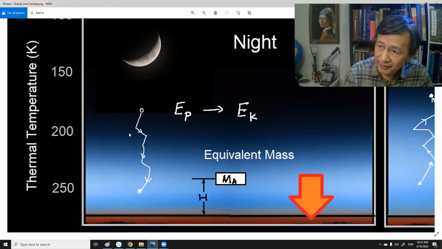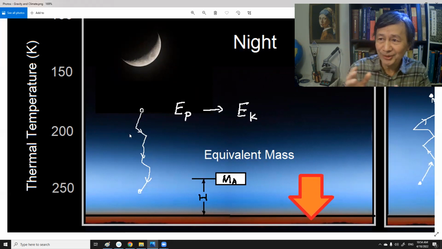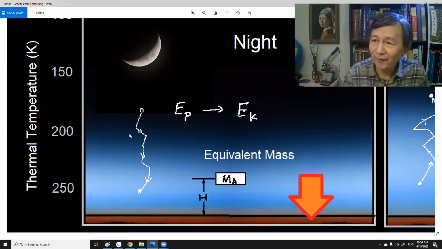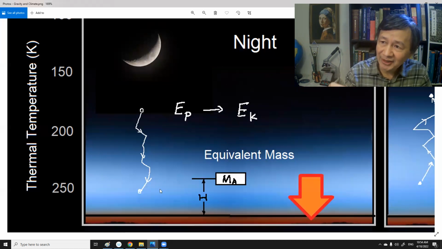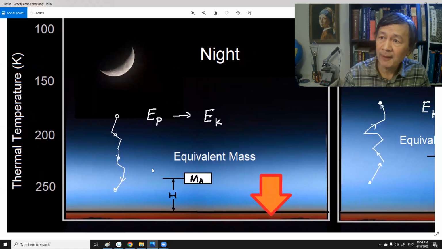During this process, the thermal energy stored in the form of gravitational potential energy will be transformed into kinetic energy, in this case the translational kinetic energy. So on the way back to the surface, the kinetic energy will increase. Hence, the air temperature will increase. That is why at night, the air temperature above the surface is still higher than the surface temperature.